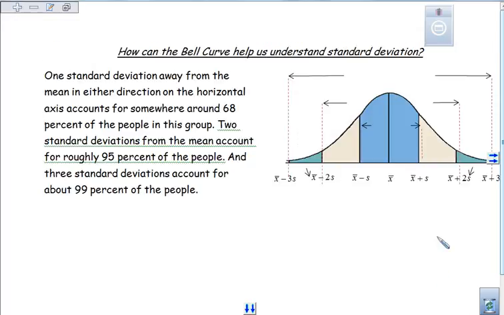How can the bell curve help us understand standard deviation? One standard deviation away from the mean in either direction on the horizontal axis accounts for somewhere around 68% of the people in this group. So in that blue region, that's going to be 68% because we're 1 standard deviation away. 2 standard deviations away from the mean account for roughly 95% of the people. So from here to here, that's going to be 95%. And 3 standard deviations away, that's where you're looking at 99% of the people.